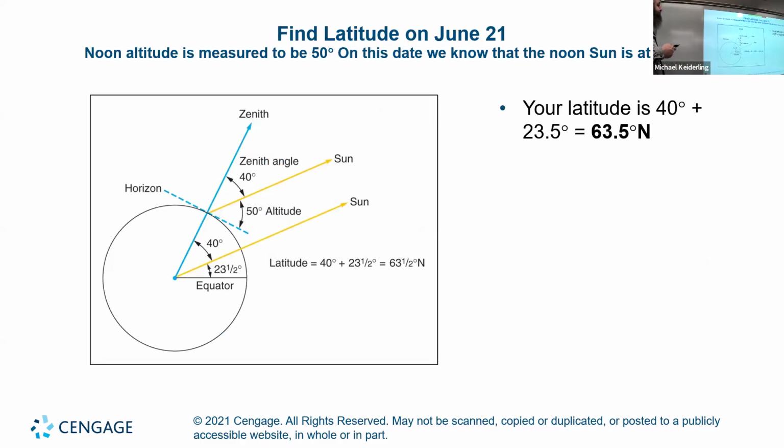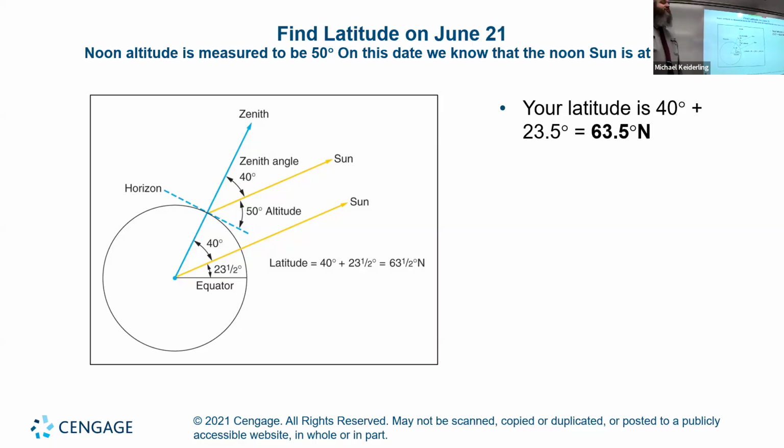So if it's June 21st, we know the sun is at 23.5 degrees north, and we measure our altitude to be 50 degrees. Then our zenith angle will be 40 degrees, and our latitude will be our zenith angle plus the angle of the sun. And that'll be 63.5 degrees north. This is what we're going to be doing in the lab today.